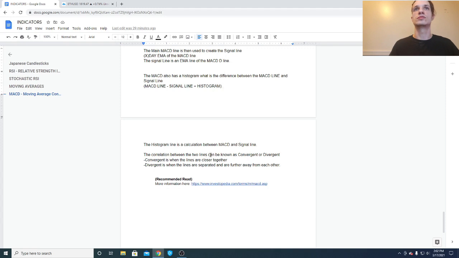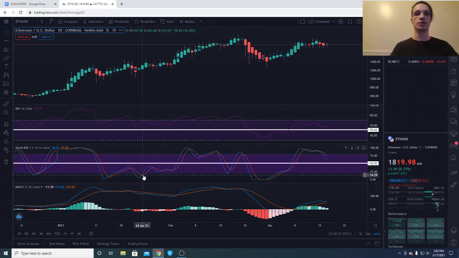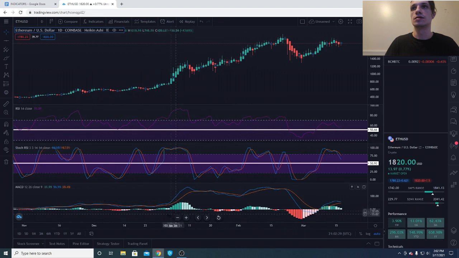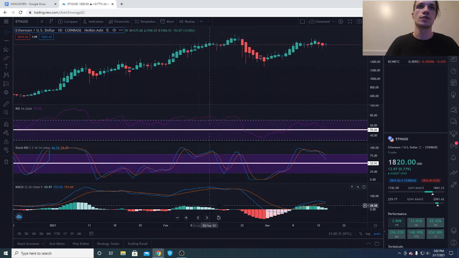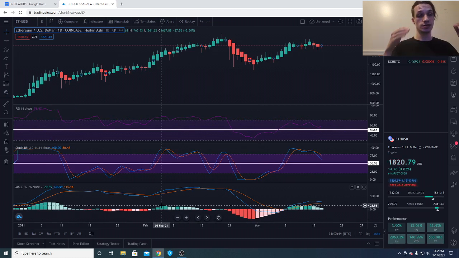The correlation between the two lines can be known as convergent or divergent. Convergent is when the lines are close together. Divergent is when the lines are further away from each other. So when they're close, they're converging into one, getting closer. And when the mouth opens up, that means they're diverging, getting further away. You could also use it to figure out bullish divergence and bearish divergence. I'll get into that in another video, but it's very important to know. Same thing with candlesticks.